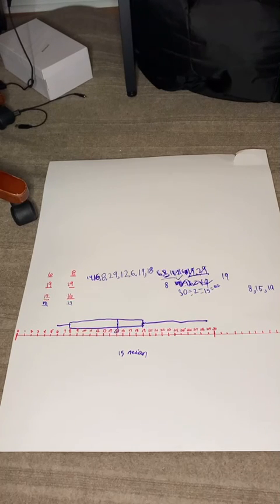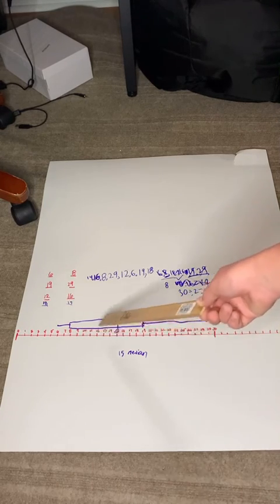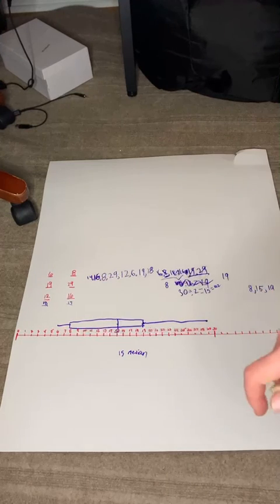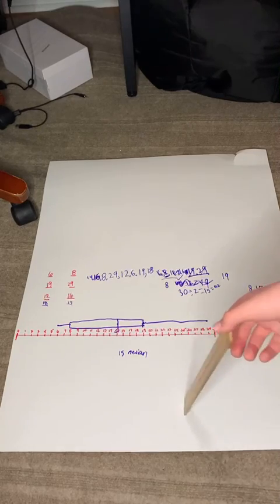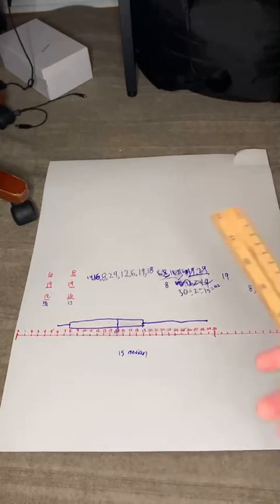Then what you want to do with the remaining dots, you just want to make a line all the way through to the box, just like this. Now that's how you make a box and whisker plot. But then when you want to find your median, which is always the middle number, the median is obviously 15. So that is how to do box and whisker plots.